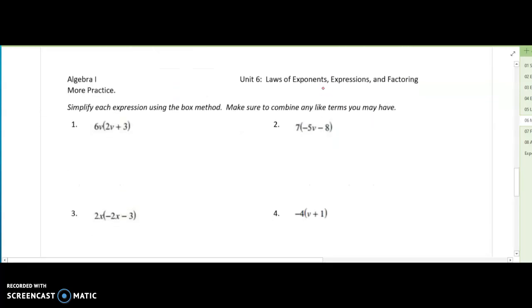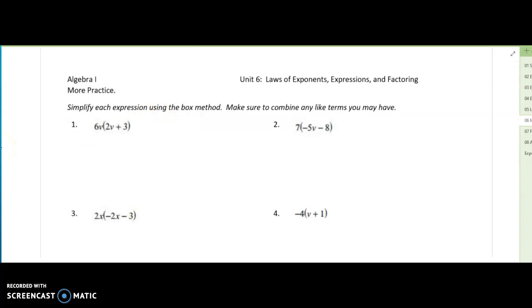Okay, we are on Unit 6, Lesson 6. We're doing some practice problems now. So we did a couple together on the front. So I'm gonna do some, and you're gonna do some, and see how well you work on those.